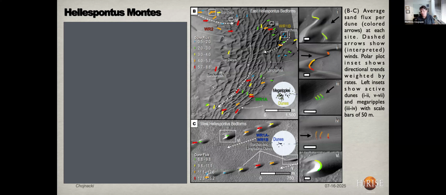But there's a large gradient from these active dunes that we saw in Hellespontus to those cemented paleo dunes that you can find in places like Melas Chasma. And that has a lot to do with the volatiles. And I think there's some evidence for the South Polar dune fields to be largely stabilized. We don't see a lot of movement there, but that's something I'm interested in following up more.